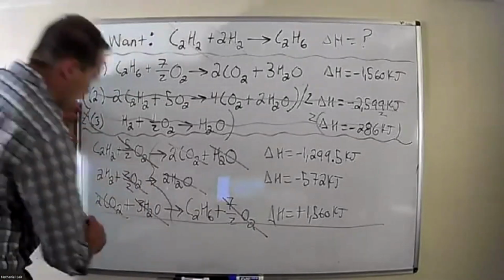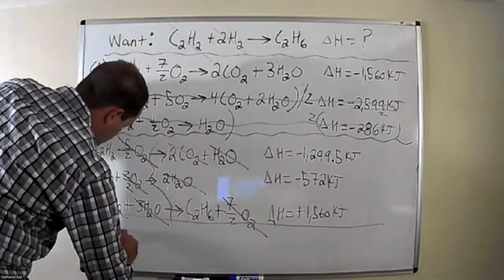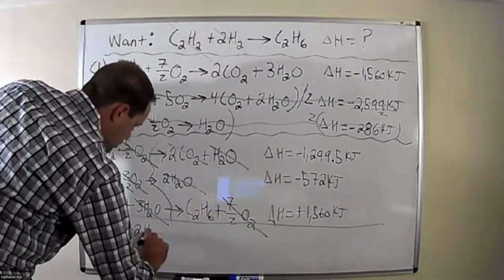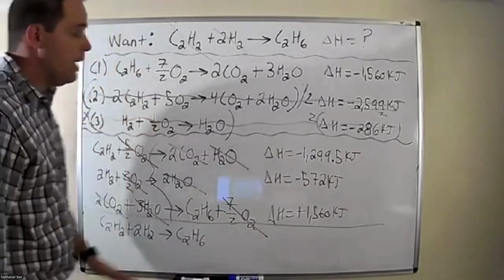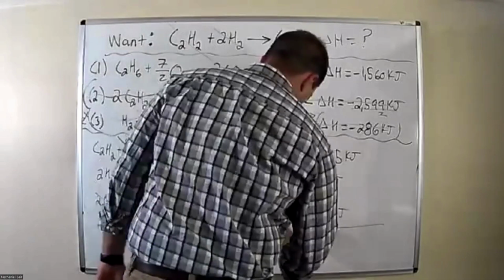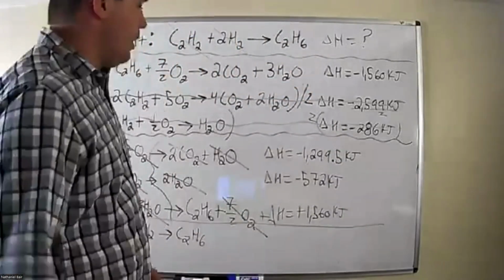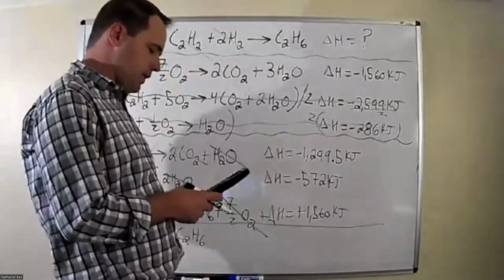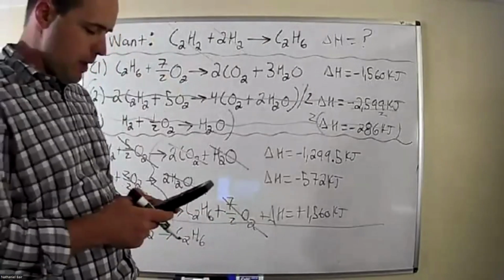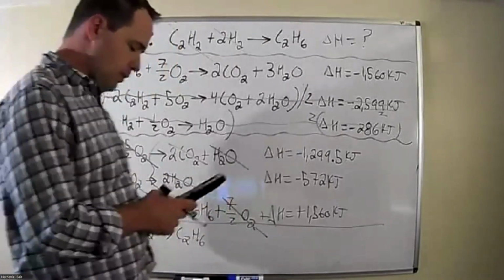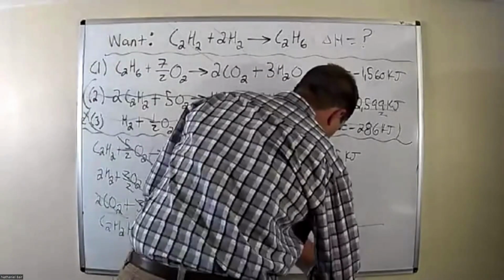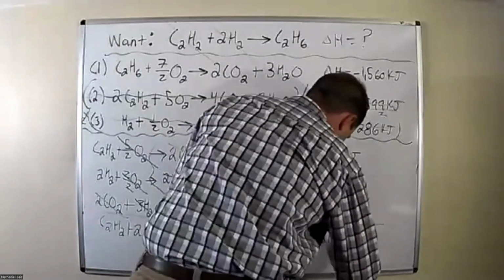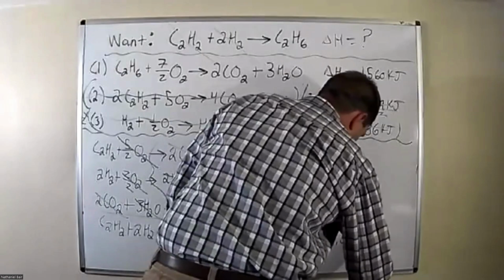What am I left with? I'm left with C2H2 plus 2H2 goes to C2H6. And now I can just add up those enthalpies: negative 1,299.5 minus 572 plus 1560. And we get a change in enthalpy for this reaction of negative 311.5 kilojoules.